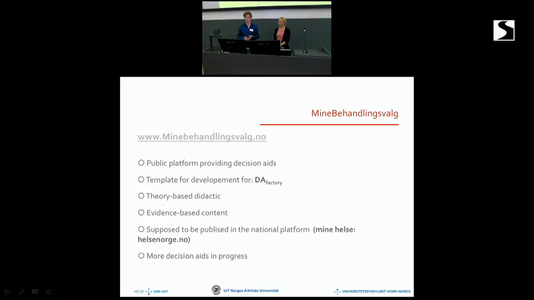Which went public in December last year. And the special thing in this platform is that, now there are just five decision aids, that we developed a template which can be used to produce more and more effective ones. And this template does not just refer to the design, but also to the development process, including the implementation from the first day. And this is called the DA Factory.